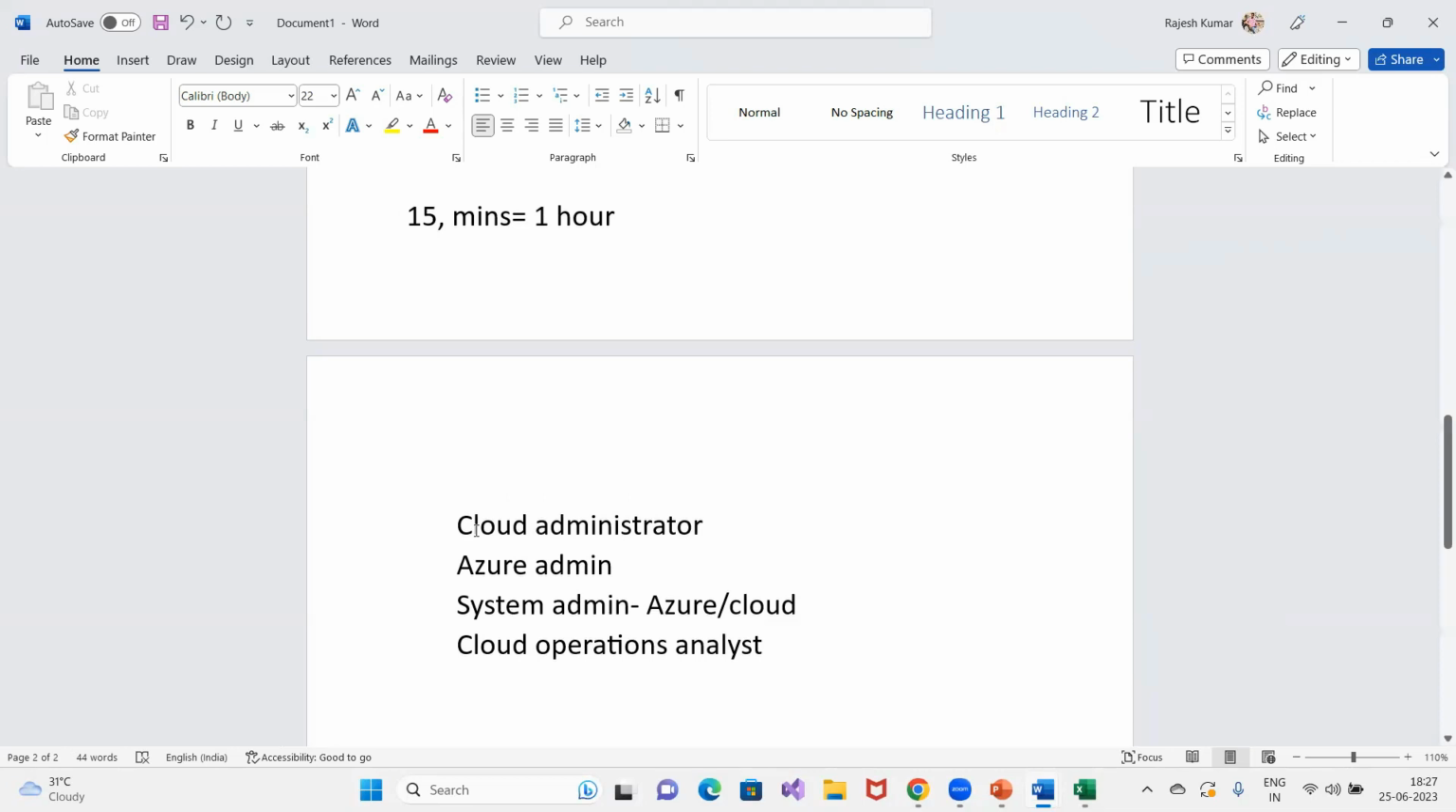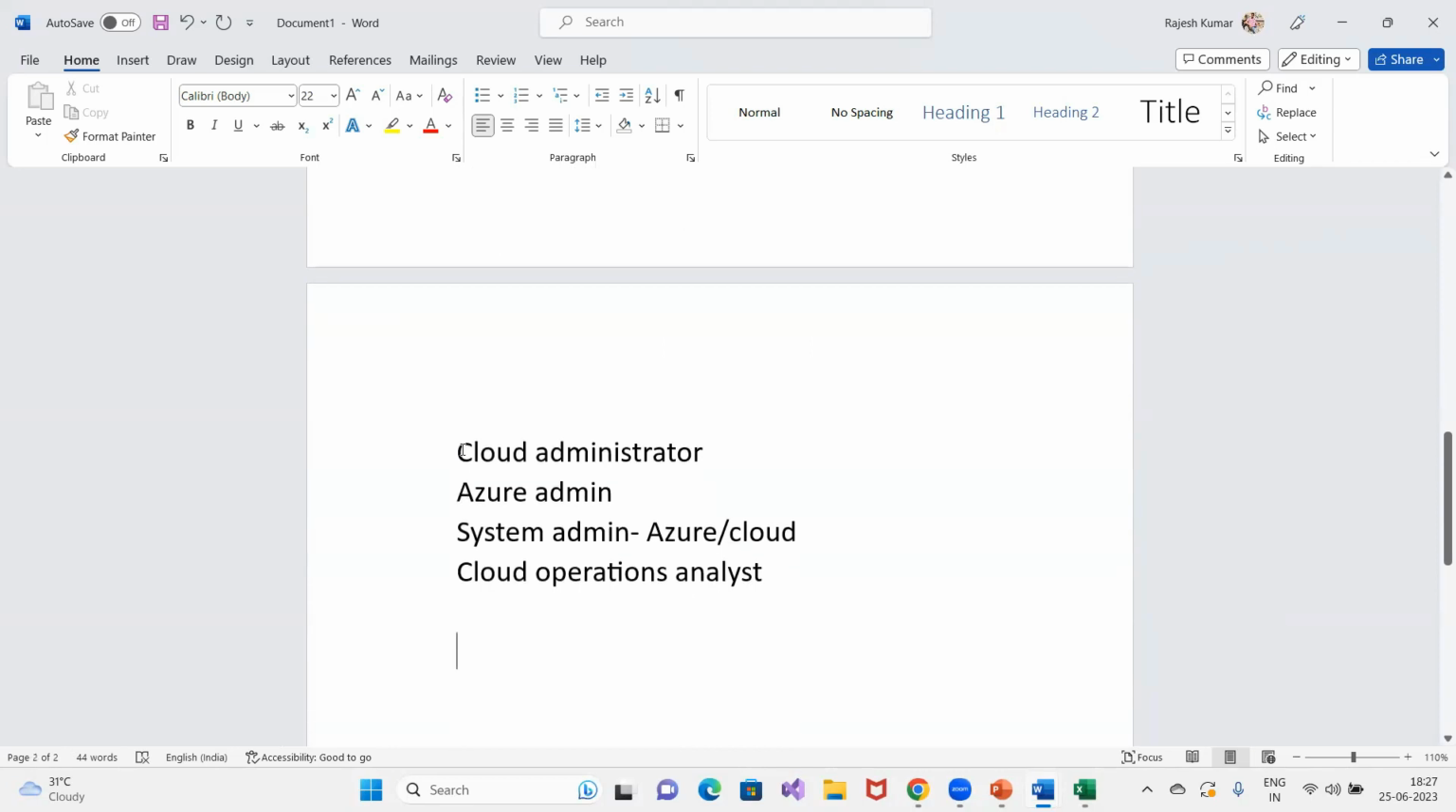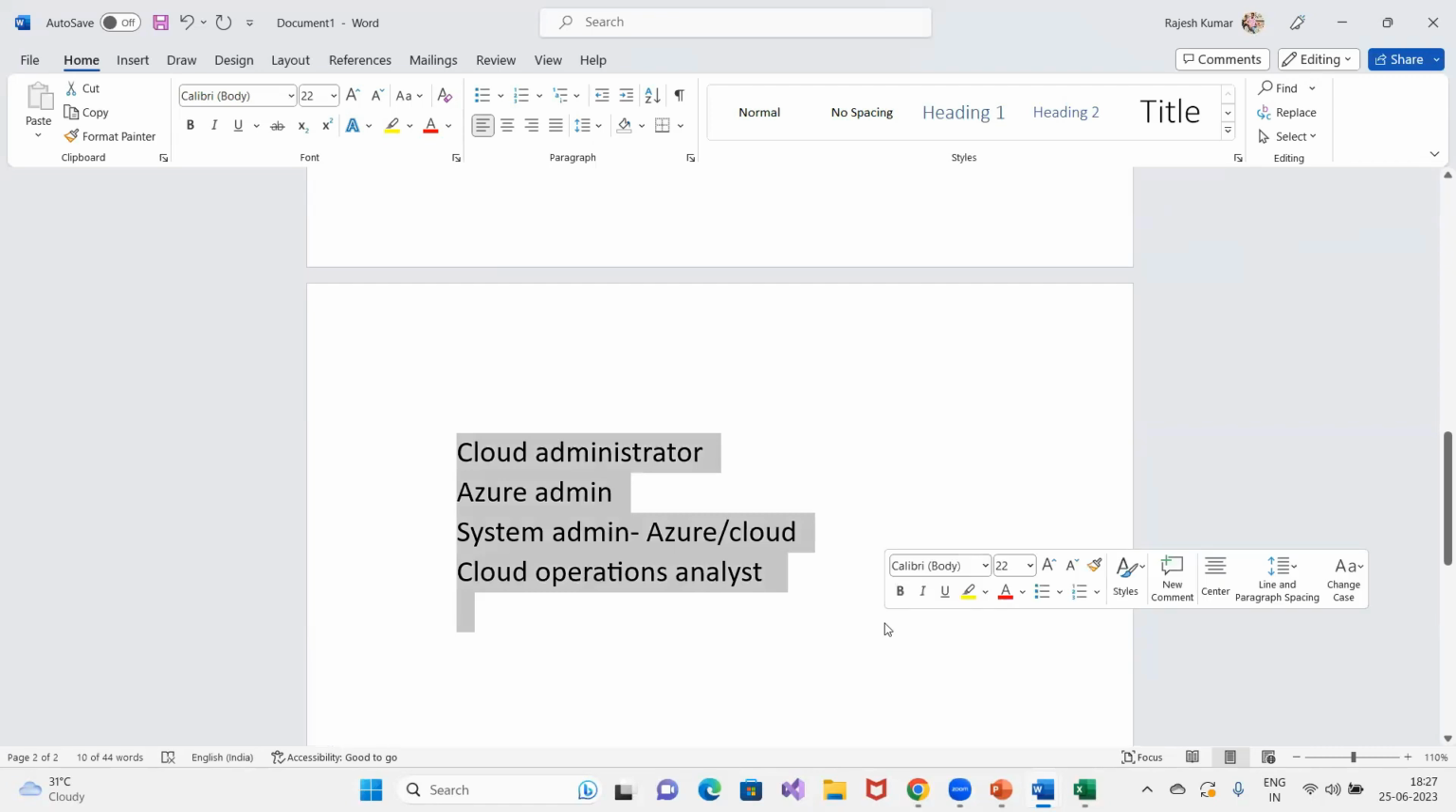So eVision is going to take care of the placement part. It is also like a placement guaranteed program, whereby we will go through each and every practical, each and every concept that will help you to get the job as a cloud administrator. And that will be with the direct payroll of the company. In technology, there is no job which is third party. Every job will be with the direct payroll.